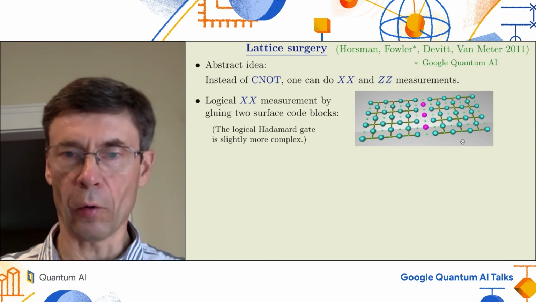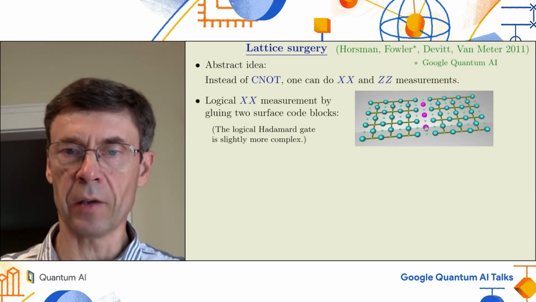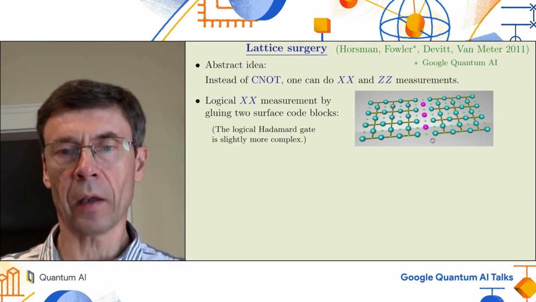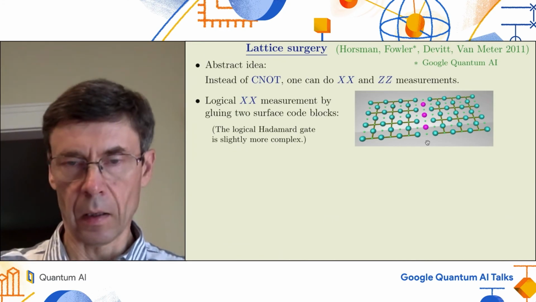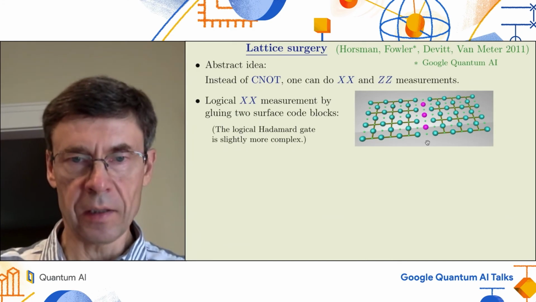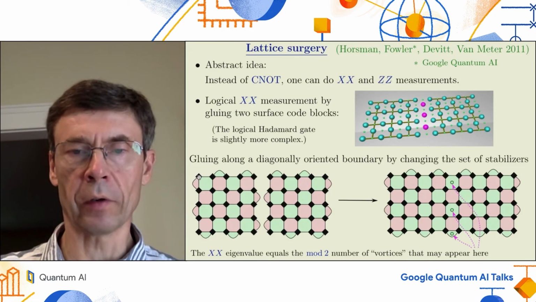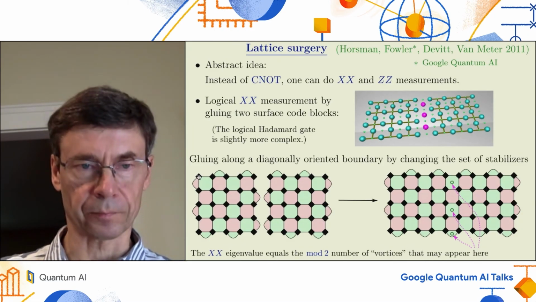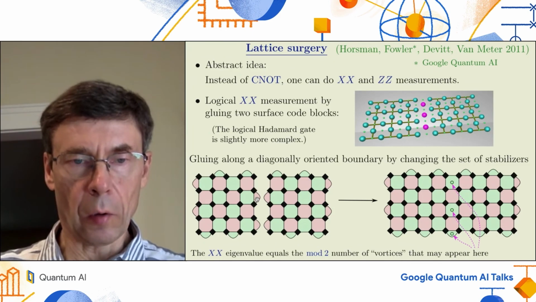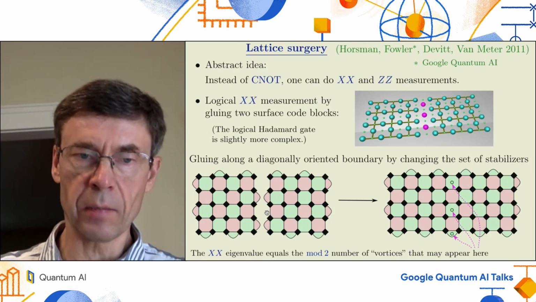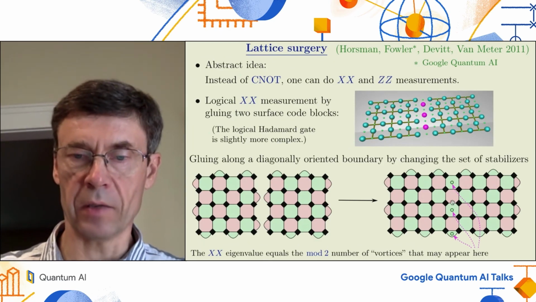This is one of the many beautiful pictures in the paper. The magenta qubits are used for stitching, and the Hadamard gate is implemented in a more complex way, but using similar ideas. Let me focus on the stitching. It's easier to describe the stitching using diagonally oriented code blocks where the extra qubits are not necessary. This is one block, and that is another block next to it. We replace those small stabilizers at the boundary with full plaquette stabilizers.